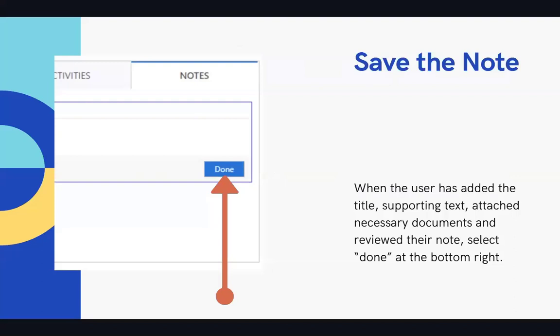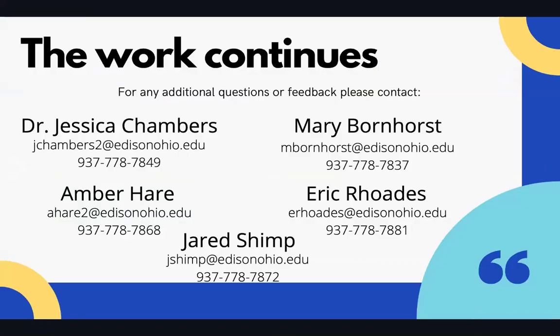Once you have provided a title, necessary information, and reviewed the note, select Done at the bottom right of the screen. Once you have followed the previous steps, you will have a note attached to your student record. Please note that you can always delete a note and add additional information.